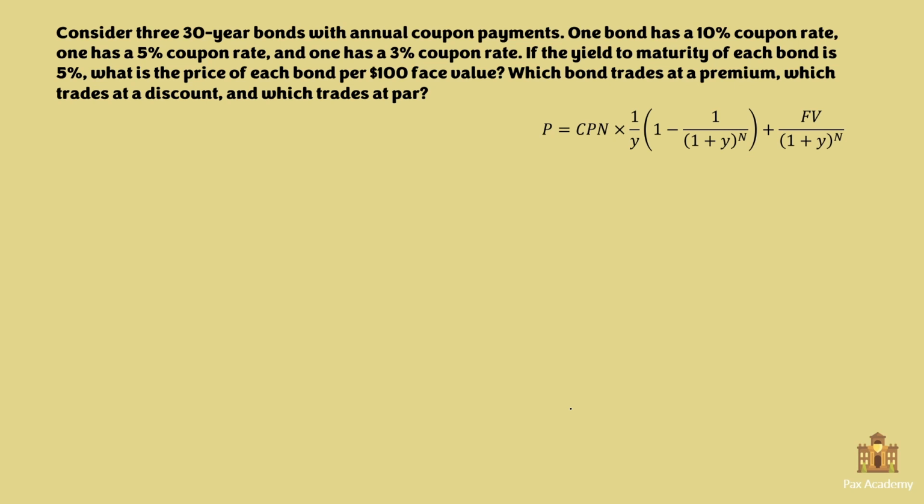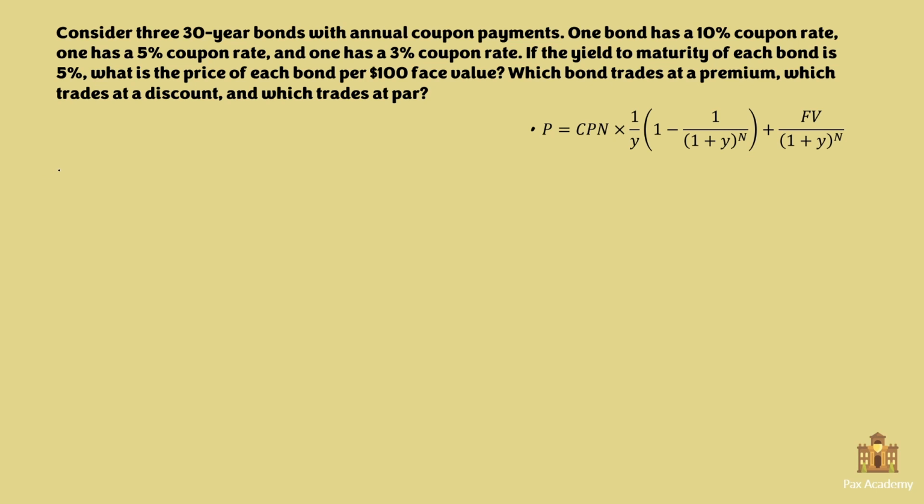The formula we need to apply in order to solve this exercise is this one, the formula for the price of a bond. As you can see, in order to use this formula, we need to know the coupons of the bond, then the yield to maturity, the number of periods there are, and the face value. So let's calculate the price of the first 30-year bond.